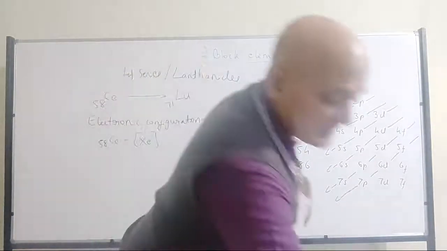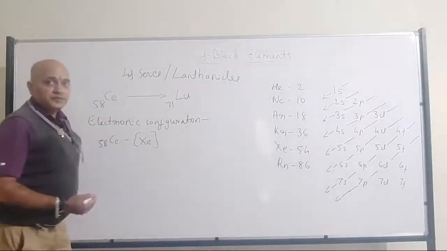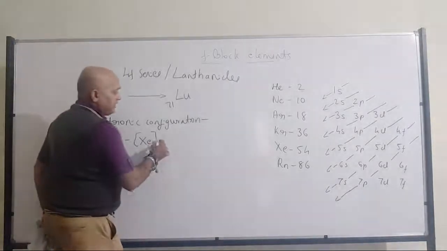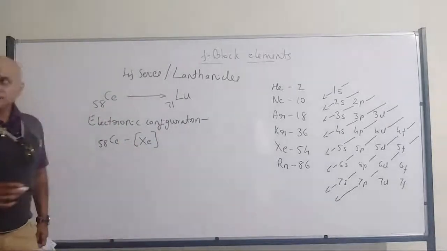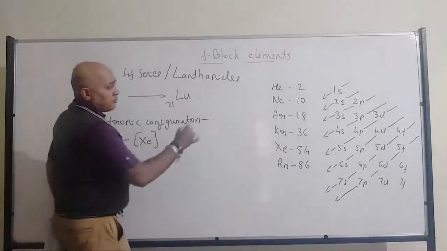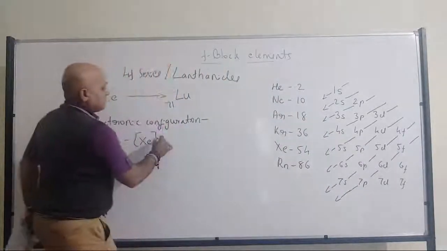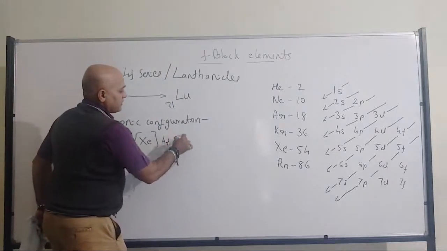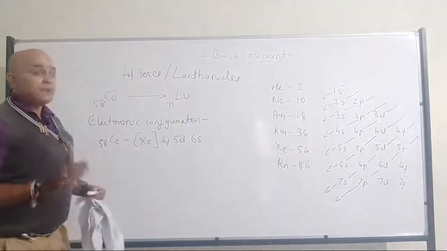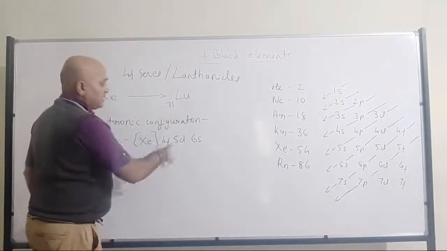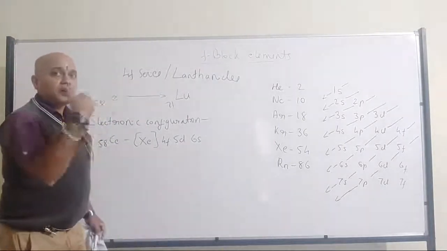Can you tell me what is the leftover? Leftover will be 58 minus 54, so 4 electrons are left over. If I go with the arrangement from lower to higher, I will write it as 4f, 5d, 6s. The reverse you can also write, no problem, no one can call it wrong. This is much better because the higher number I am showing outside.